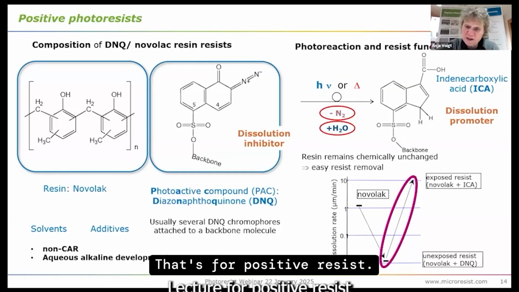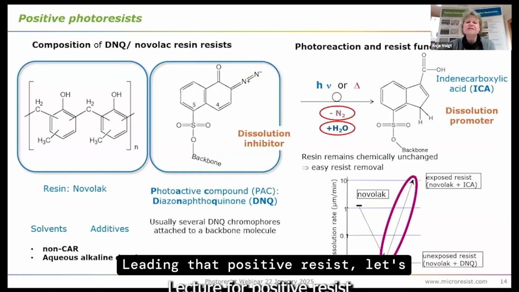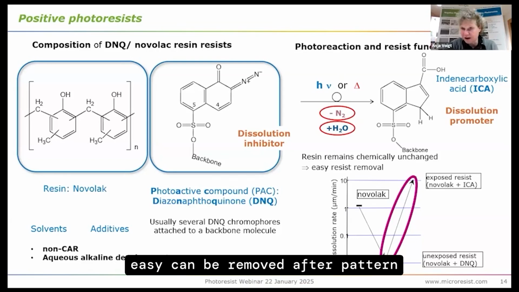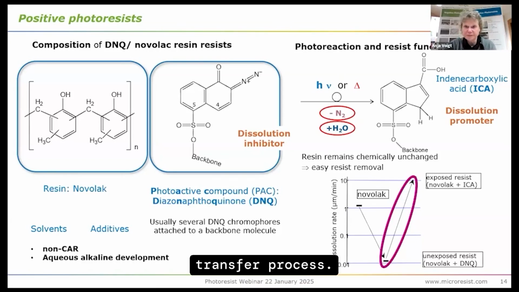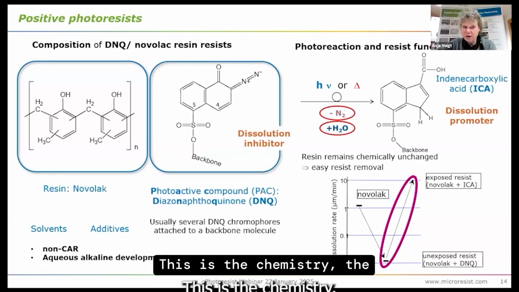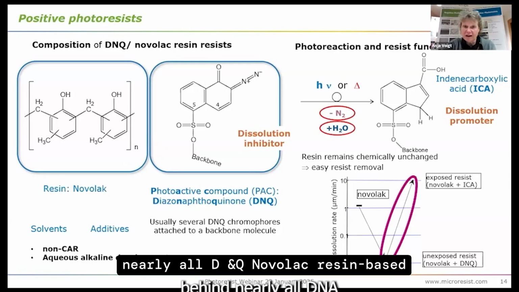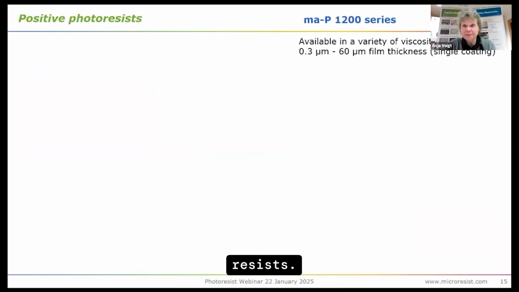That's for positive resist, meaning that positive resists are, let's say in nearly all cases, relatively easy to remove after the pattern transfer process. This is the chemistry, the principle behind nearly all DNQ Novolac resin-based resists.